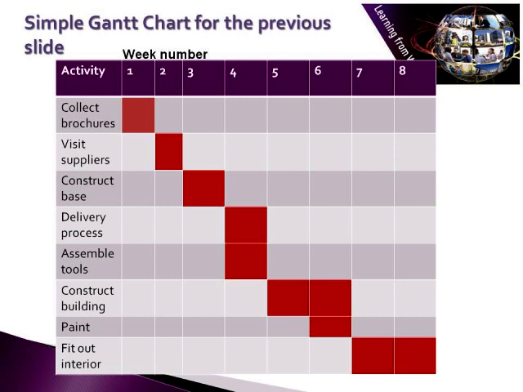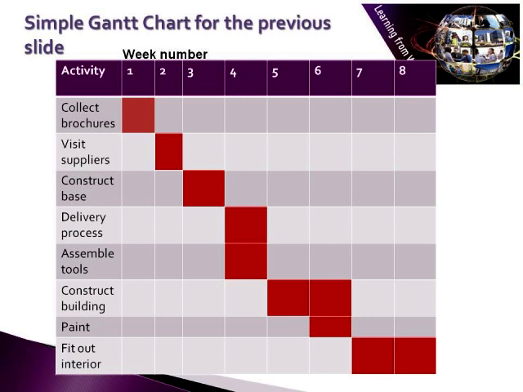However, the fitting out of the interior and the connection of electrical power cannot take place until the construction is complete. It's a simple matter to record progress by splitting each of the activity boxes into an upper and lower section. The upper section could display the estimated time and the lower section the actual time taken. In this way, for a simple project, progress can be evaluated.